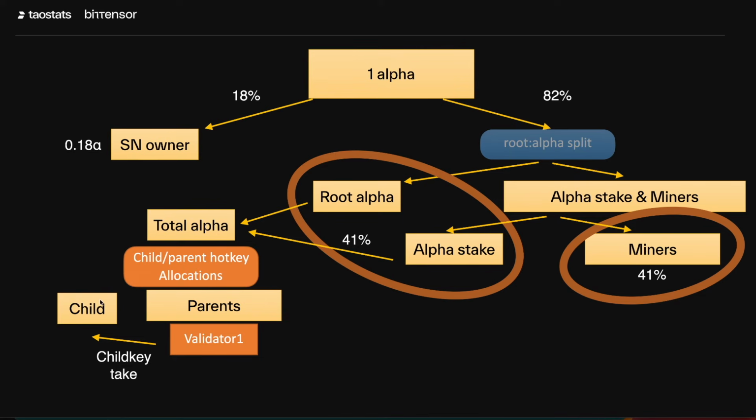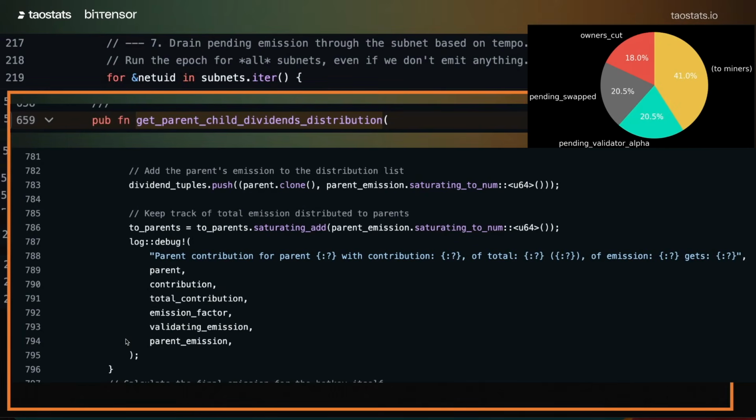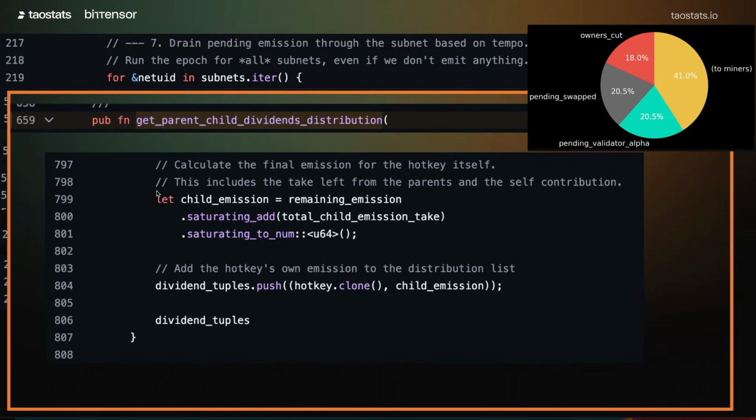So now we figured out the dividends for the child, the dividends for the parents. We figured out the takes. And so what we do is we can take the dividend tuples, the dividends for all the parents, and store them. And then for the child, we have the remaining emission, whatever was left over from the parents. And then we add in the take that was taken from all the parents, and that becomes the child emission. And we also save that in the dividend tuples.